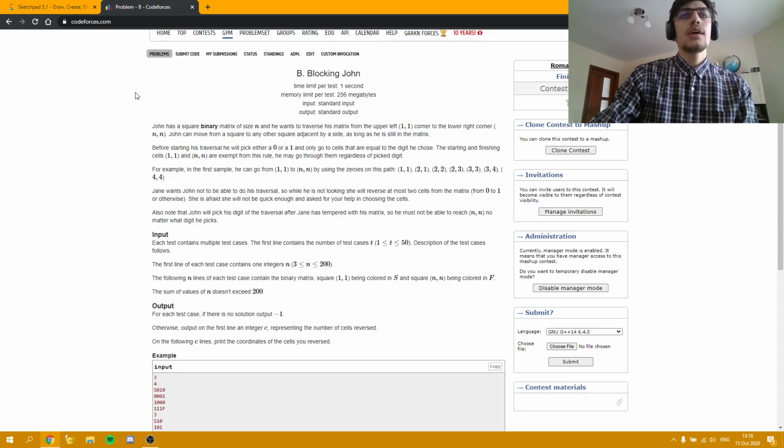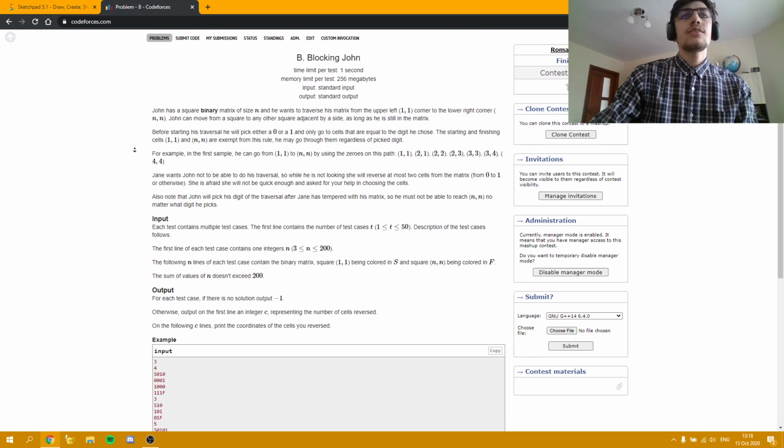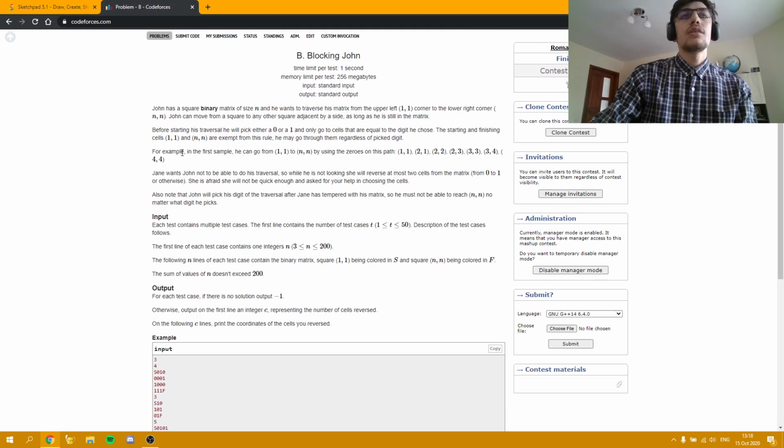In this problem, we have a square binary matrix, and we need to block at most two squares, such that we can't get from the starting point to the finish point, no matter which digit we are choosing. As you know, we can choose a digit, either 0 or 1, and walk only on the squares which have that digit. But we have to block all the possibilities.